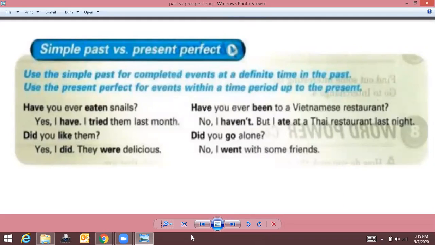Are there any questions? Yes, I have a question. Yes, Eduardo. What does it mean, within a time period up to the present? Okay. Have you ever eaten snails? ¿Alguna vez has comido caracoles? Yes, I have. Okay. So, alguna vez, that's what it means. It's making reference to something in a very general way. Is that clear, Eduardo? Okay. Yes, in a general time.